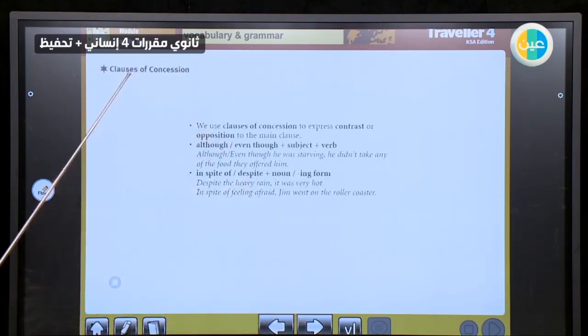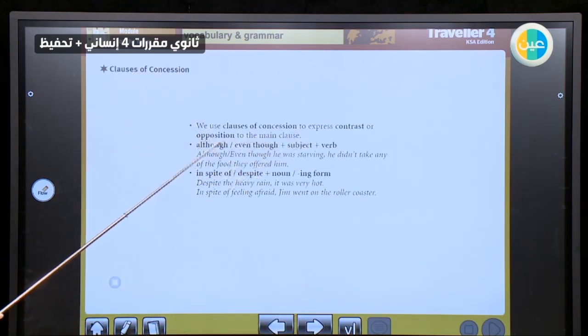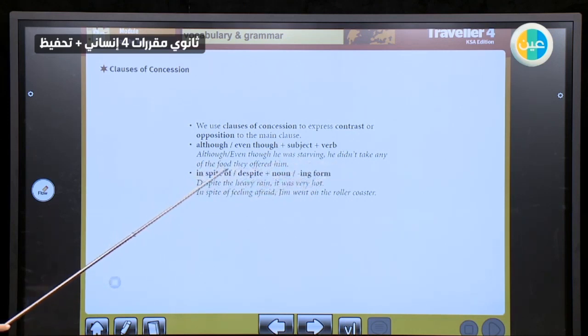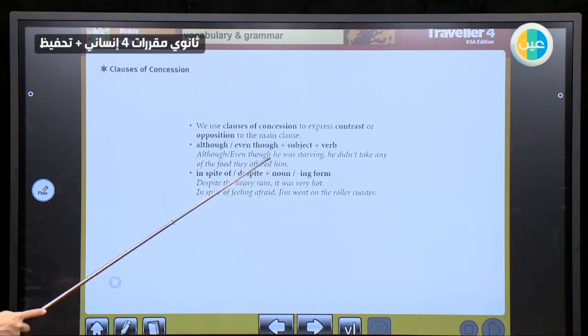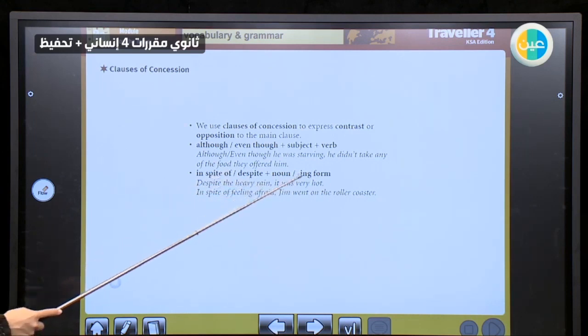Then we have clauses of concession. We use them to express contrast, or opposition to the main clause. For example, here: although he was starving, he didn't take any of the food they offered him. Even though he is hungry, he stopped eating; he didn't take any of the food they offered him. We can use in spite of or despite. For example, despite the heavy rain, it was very hot.